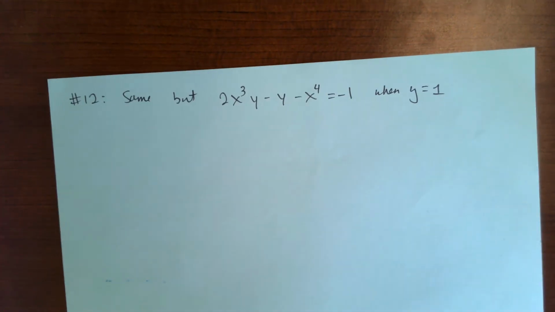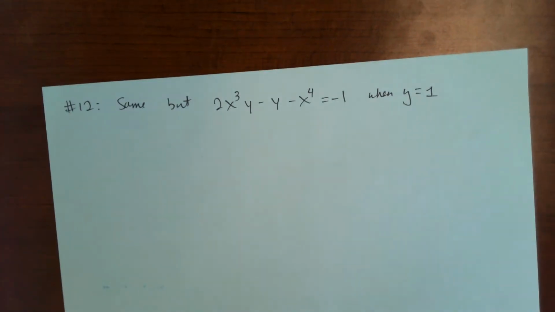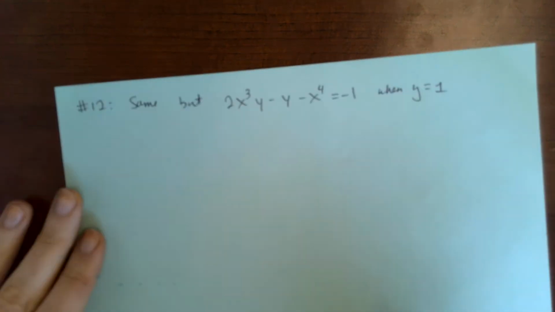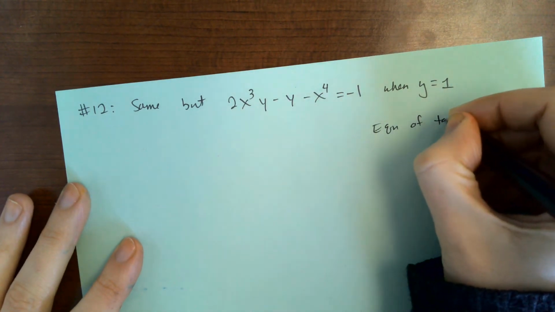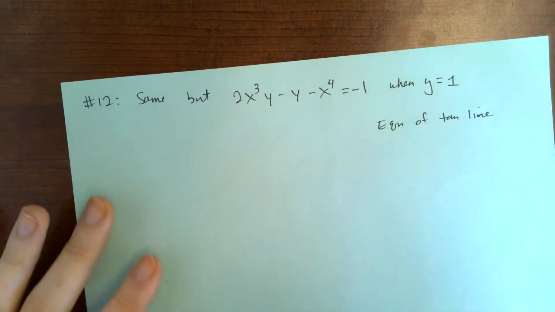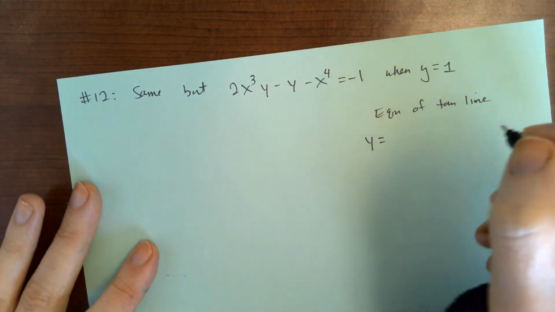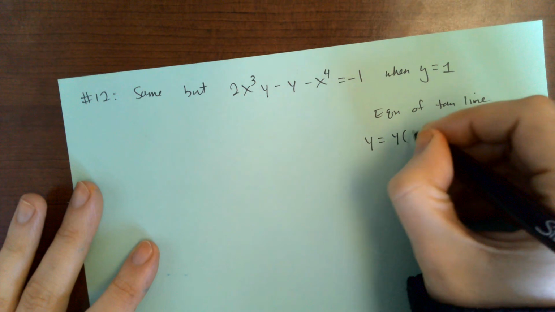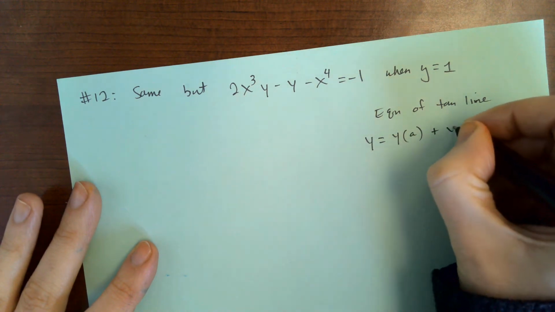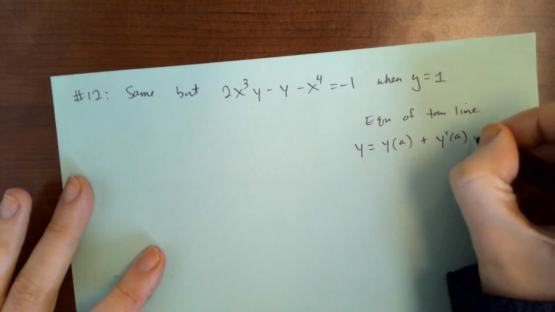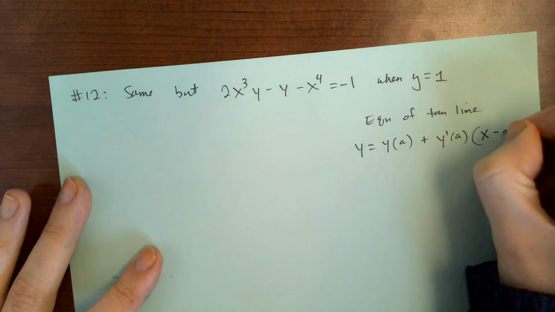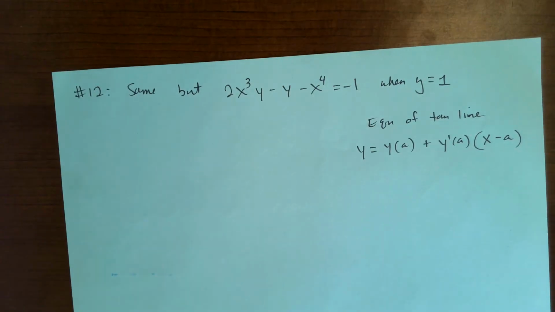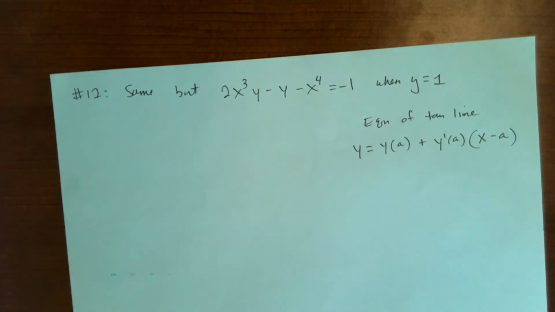So I'm doing the same thing that I was doing before. And we know the equation of the tangent line is going to be y equals y of a plus y prime of a times x minus a. I don't even know what a is. Okay, a would be the x coordinate that corresponds to this y coordinate.